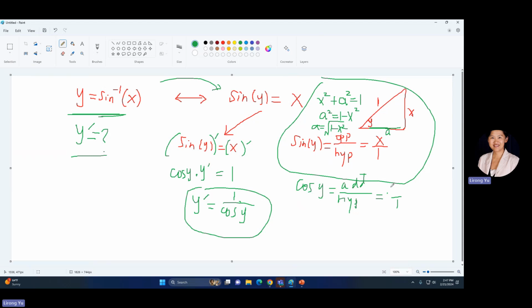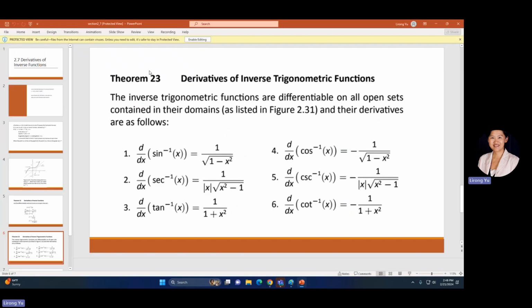So this is the square root of 1 minus x squared divided by 1. That is cosine y represented by the x value. So this is equal to 1 over the root of 1 minus x squared. It does involve a little bit of study of the triangular relation between angles and their trig values. So that's the derivative of sine inverse, and that's the source of this formula.